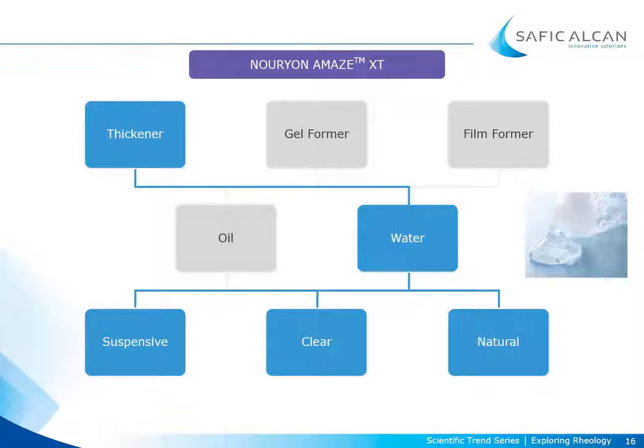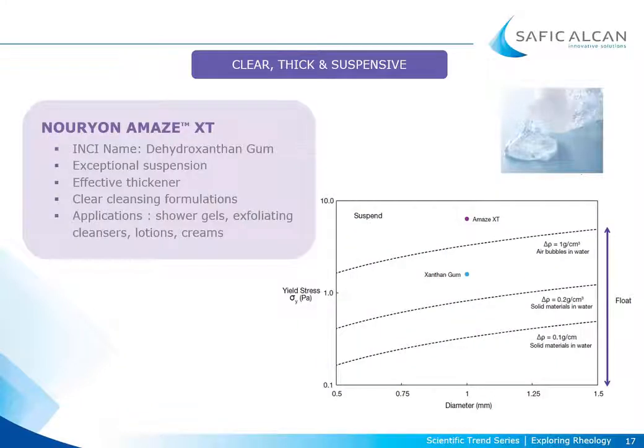Also, it is natural. As you may know, there are more than 5,000 products launched every year in Europe with xanthan. Formulators love it because it works under a broad range of pH, temperature, and salt conditions. But as you know, the sensory properties of xanthan, they are not optimum. It's a bit sticky, it's a bit stringy, so Nourion Amaze XT offers a very nice alternative.